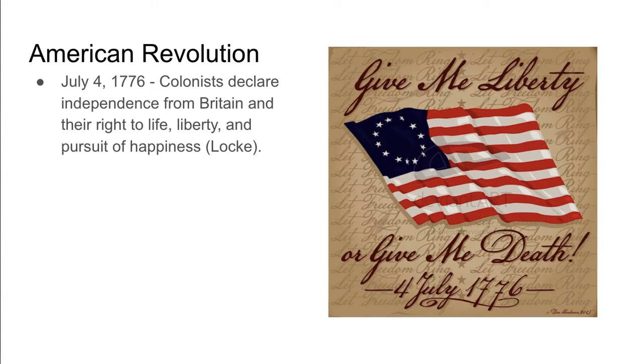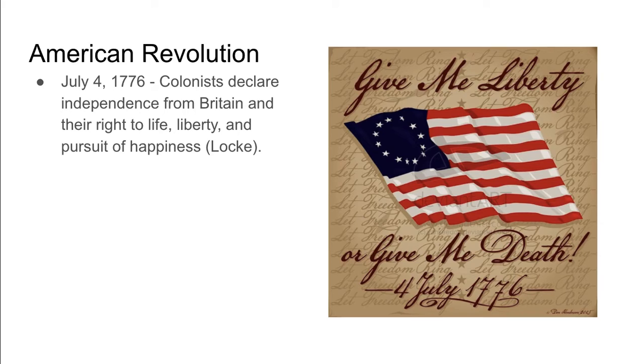On July 4th, 1776, the American colonists declare independence from Britain. And in this declaration, right, they literally sign a letter. And they write a letter to the King of England where they talk about how they should have a right to life, liberty, and pursuit of happiness. Now, that's going to sound really familiar to our Enlightenment philosopher from last week, John Locke, who believed that everyone had these natural rights. And his philosophy was that everyone had the right to life, liberty, and property.